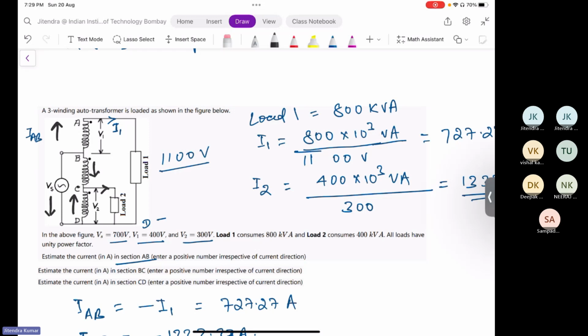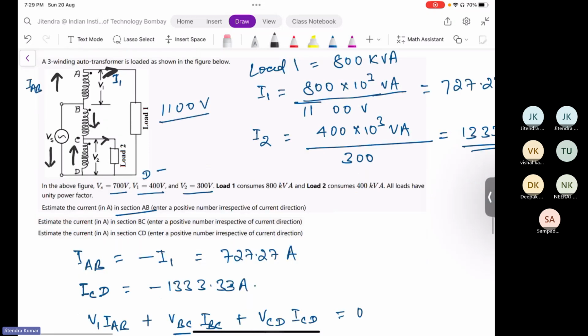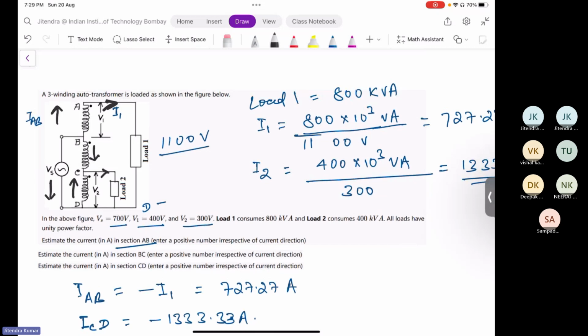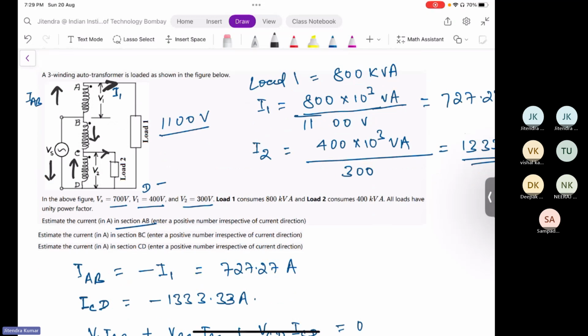But here you can see that I1 is higher. Not very high, but it is enough capable to cater load 1, because load 1 voltage is 1100, so it is very much capable to cater that load. But load 2, which is 400 kVA, and you see V2 and the winding current CD is not very much capable to deliver to that load 2. So that kVA must come from some other winding, so it is coming from this.